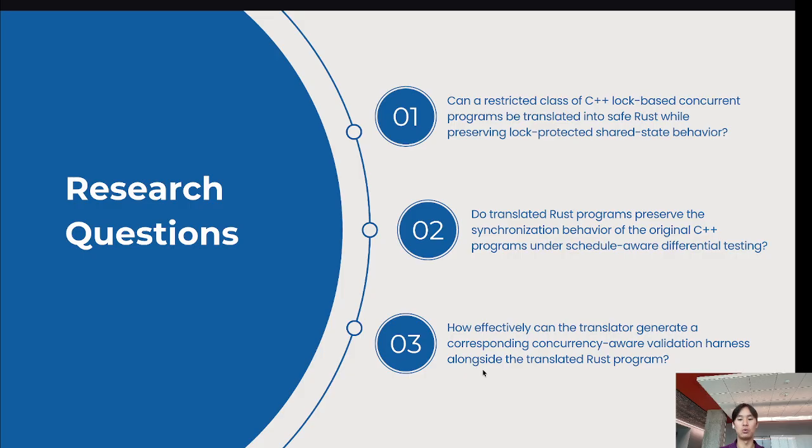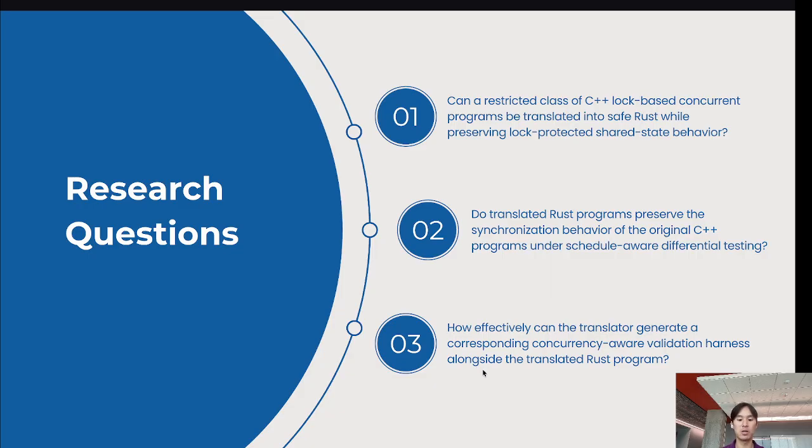And then number two, do translated Rust programs preserve the synchronization behavior of the original C++ programs under schedule-aware differential testing? This question primarily talks about the possibility of doing schedule-aware differential testing. Do these schedules of the Rust programs and the C++ programs correspond, and does our schedule-aware differential testing work? Lastly, how effectively can the translator generate a corresponding concurrency-aware validation harness alongside the translated Rust program?